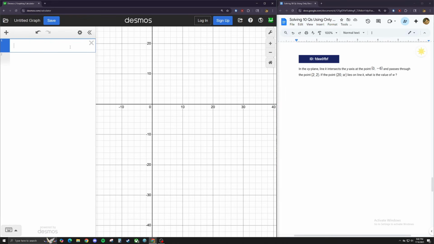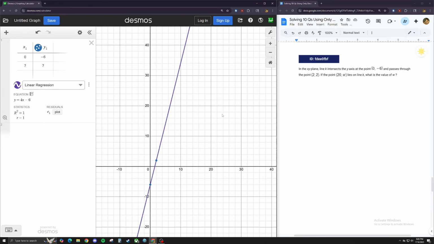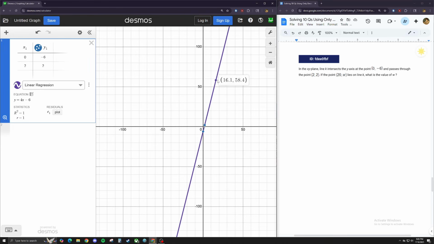In the xy plane, k intersects the y-axis at (0, -6) and passes through point (2, 2). If the point is (20, w), what is the value of w? So again, we could recreate that line by typing in table and going (0, -6) and (2, 2). So now we recreate this line. And so it tells us point (20, w), what is w? So we've got to find where on this line x is 20. So if we come up here and we drag it, 20 gives us 74. So our answer is 74.